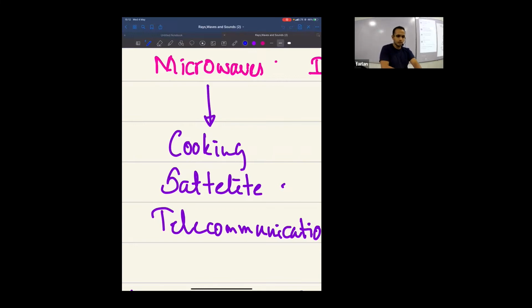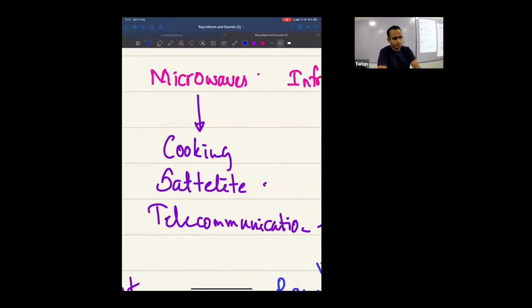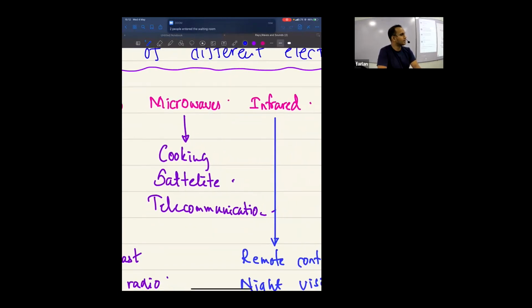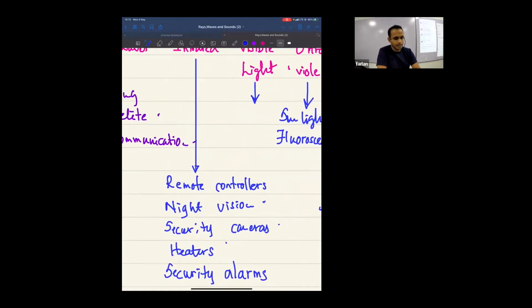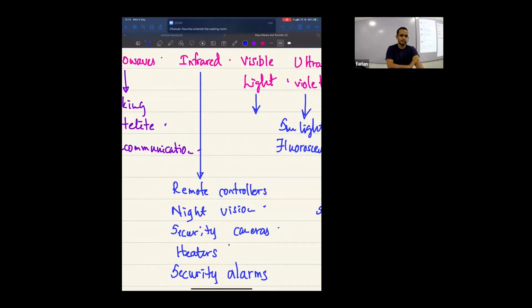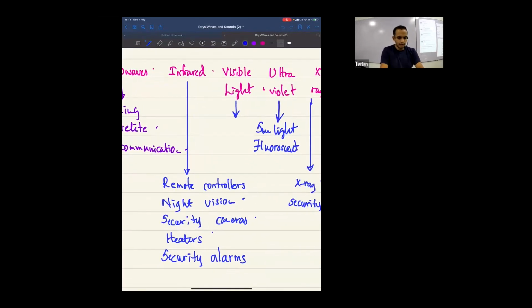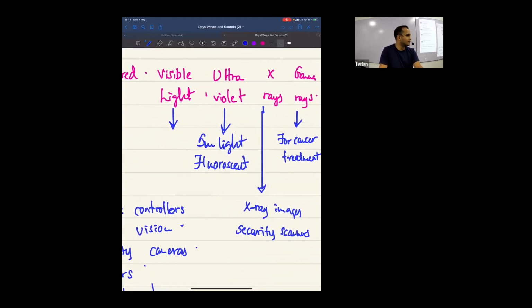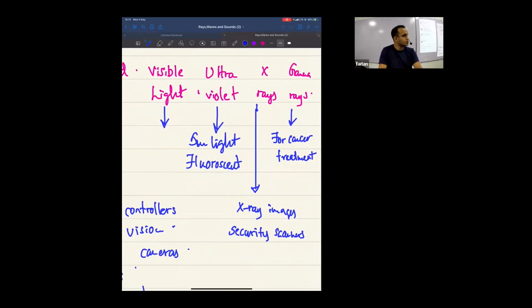So in satellite communication, what is used is microwaves, and also in telecommunication, the signal used is microwave. Right. Where is infrared used? In remote controllers, security cameras, heaters, security alarms. Those are infrared. And ultraviolet is the light which is coming from the sunlight. X-rays are used in X-ray images and in security scanners.